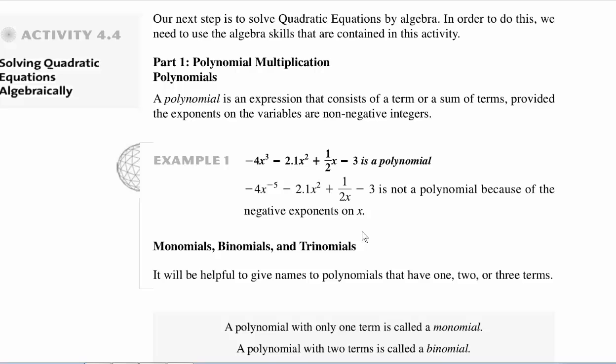So activity 4.4 prepares us to solve quadratic equations algebraically. But before we do that, we need to review some algebra. So part 1, polynomial multiplication.